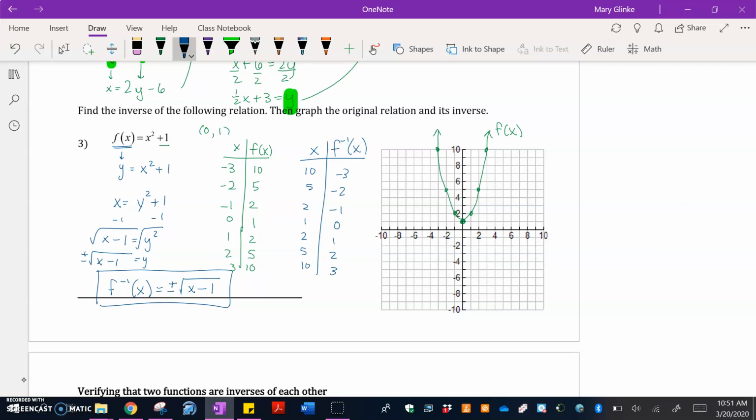So 10 comma -3 is down here, 5 comma -2, and we can continue on with this method of graphing to then see what our inverse looks like. Again, here's our inverse. Again, note that it is not a function, but we're just going to stick with this notation because that's what the original problem was given in.